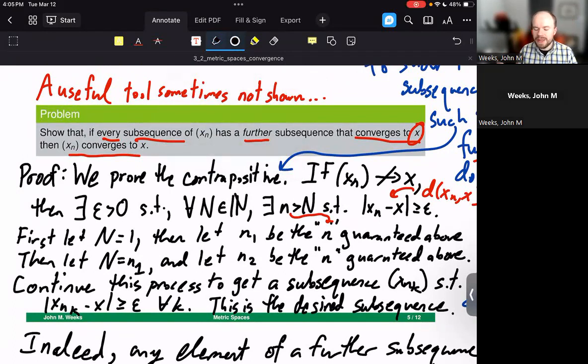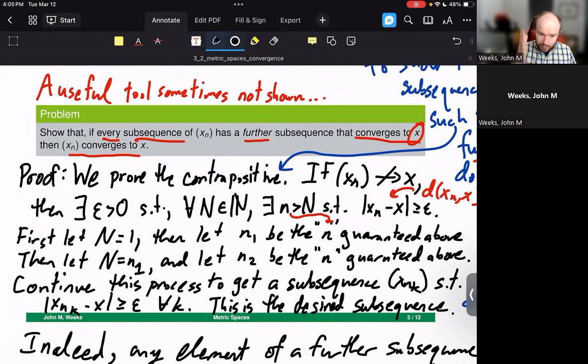And let n_2 be the n guaranteed by the statement above, namely that there is some n greater than n_1 such that the absolute value of x_n minus x is still greater than or equal to epsilon, for just that particular n. We're going to continue this process by plugging in n_2 for big N, and then getting an n_3 from that.